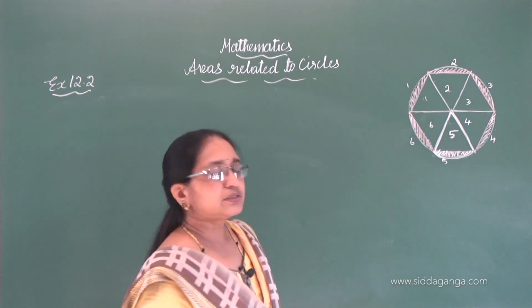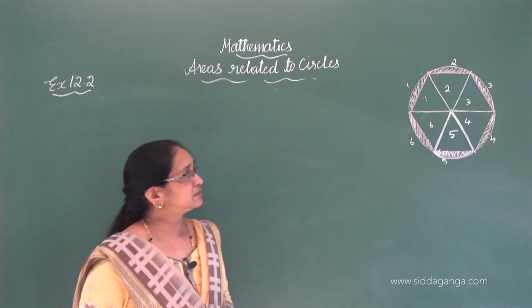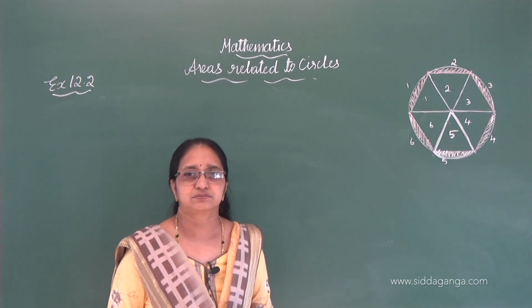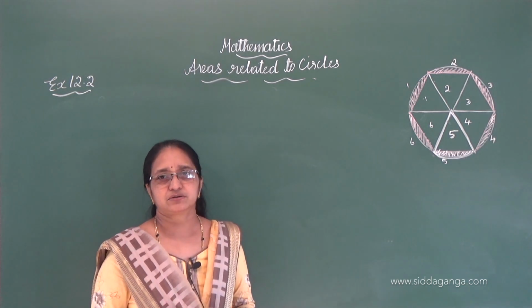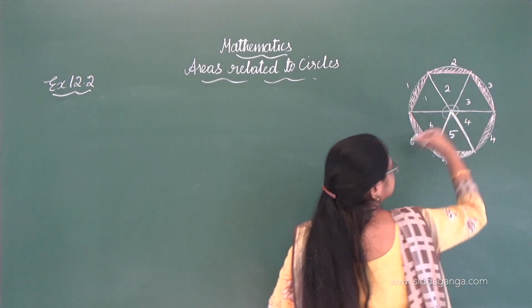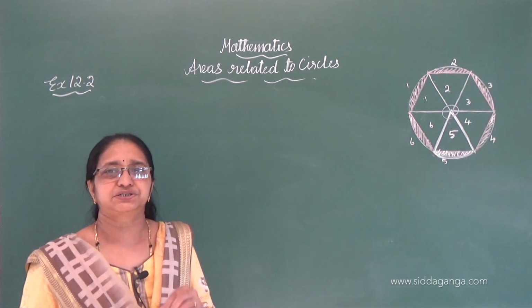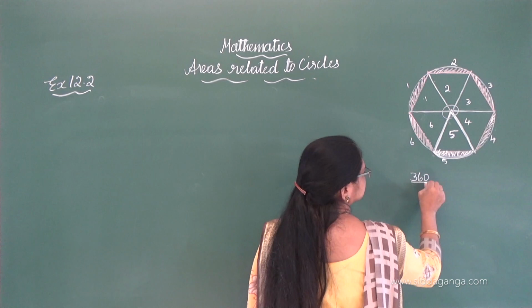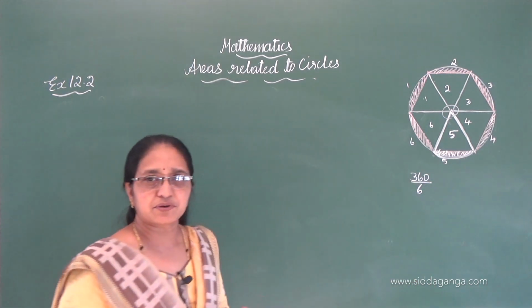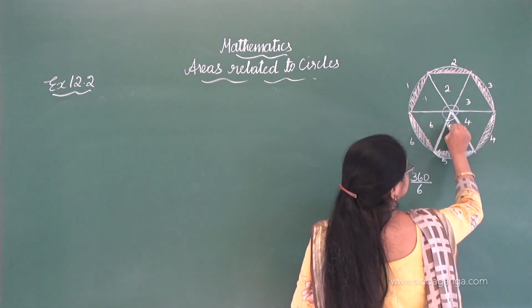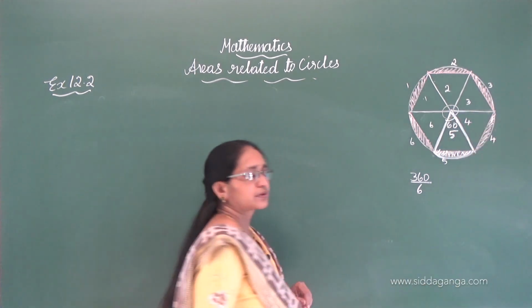Next, here you should see what is each sector angle. Definitely you can find it out, because you all know the center angle is 360 degrees. So, 360 degrees divided by 6, since the number of triangles formed is 6. So each angle will be 60 degrees.